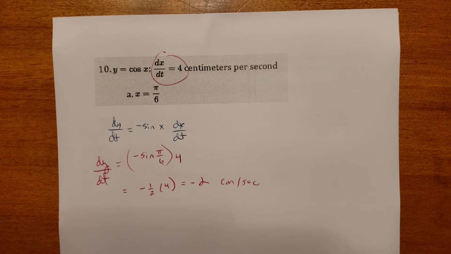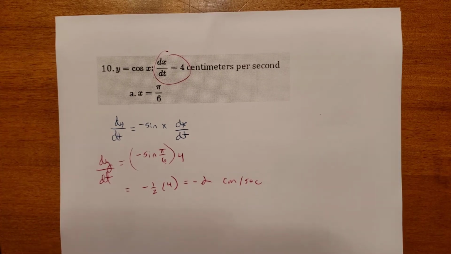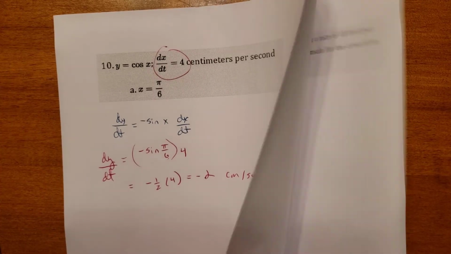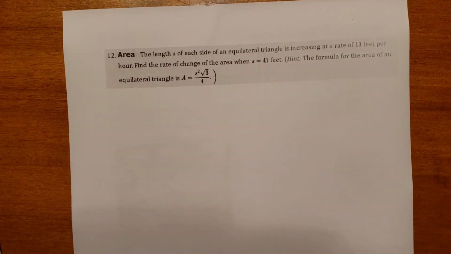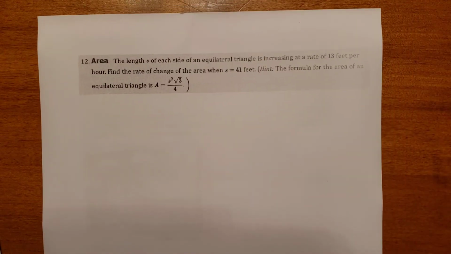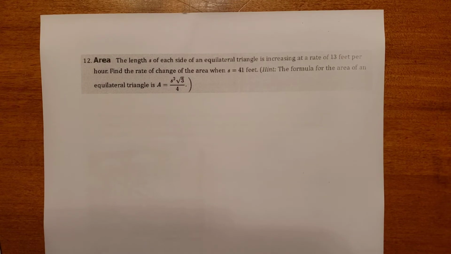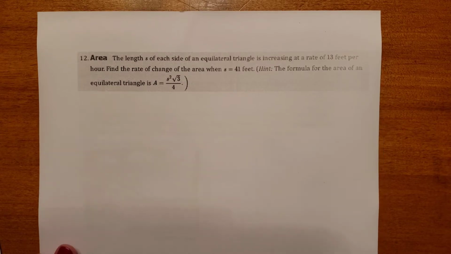All right, and then on the next page, it doesn't get a lot more interesting, but we got a little bit of a story problem. But they give us the formula on it, so they've kind of ruined all the fun. Okay, it says the length S of each side of an equilateral triangle is increasing at a rate of 13 feet per hour. Find the rate of change of area when S is equal to 41 feet. Hint, the formula for the area of an equilateral triangle is A equals S squared radical 3 over 4.